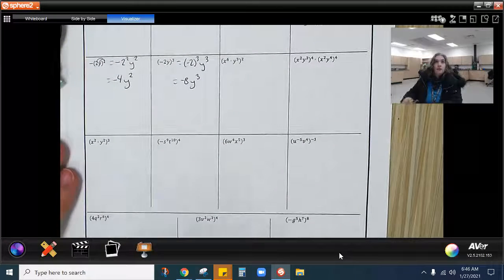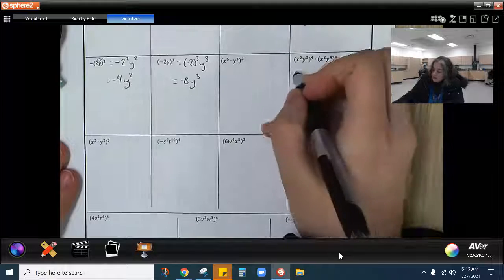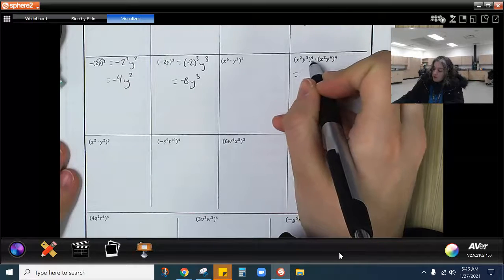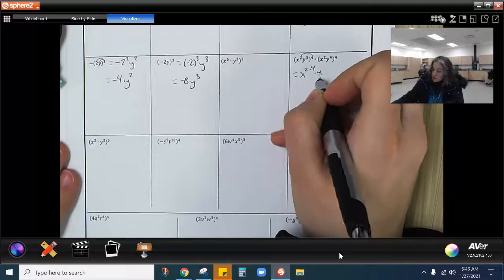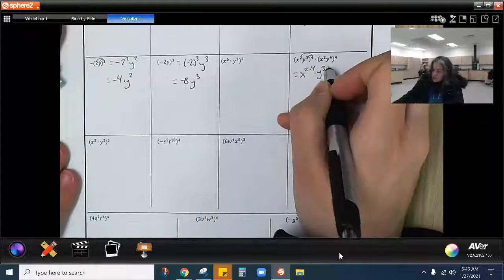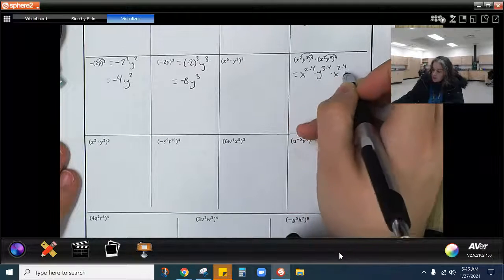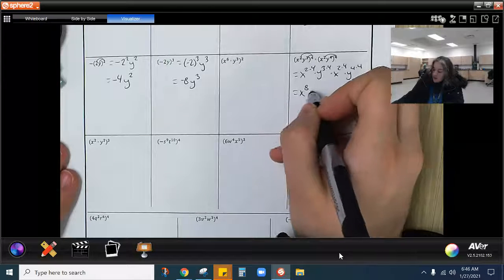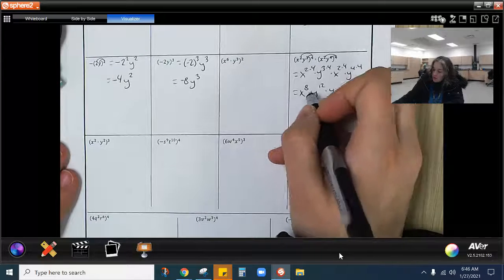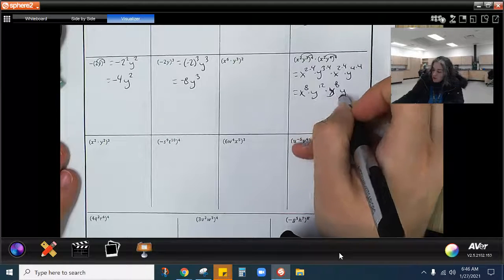All right, I'm going to slide this up so we can look at some other ones. All right, let's do these two next. So we're going to do our power of a product rule first. So this would be x squared times 4, y cubed times 4. And then we're going to multiply that by x squared times 4, and then y to the 4th times 4. So this is really x to the 8th, y to the 12th, times x to the 8th, y to the 16th.